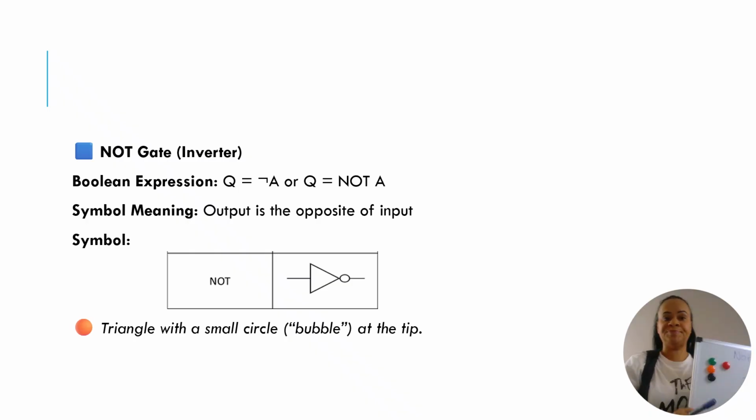So with this one, we're focusing on the symbol meanings at the moment, not the expressions. Okay, so the output is the opposite of the input, which we've just discussed. And it's a triangle with a small circle bubble at the end of the tip.